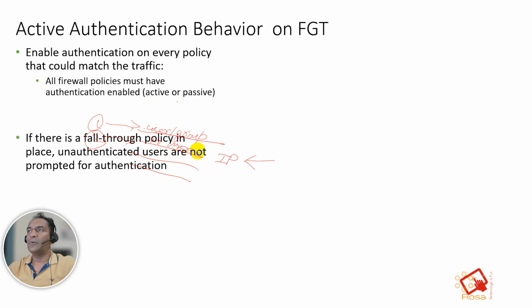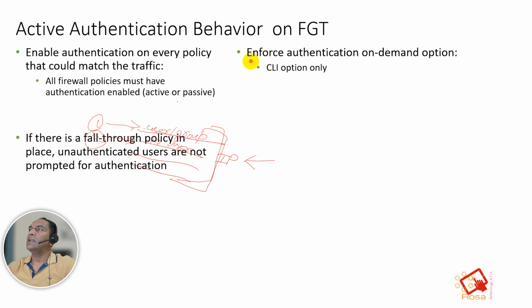If there is a fall through policy in place, unauthenticated users are not prompted for authentication. So you will not get the prompt if there is a policy without user authentication. And if the user is not prompted, even the one policy where the user is mentioned may not work properly because the user prompt has not been given. There is an option in the CLI, enforce authentication on demand, but this is a CLI option only. This forces the firewall to always authenticate the user even if there is a fallback policy.